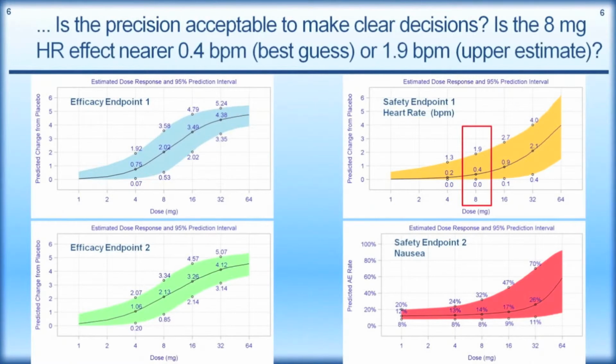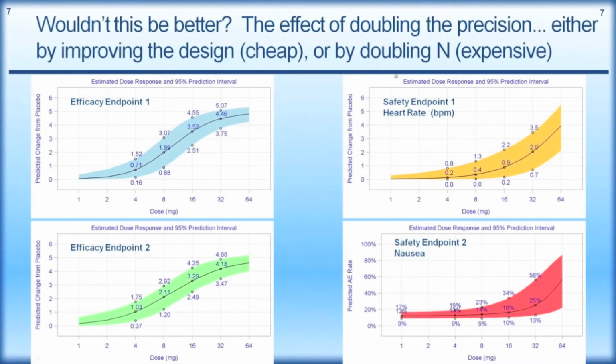So what we might ask is the precision of this prediction interval here at this particular dose of 8 milligrams, is that adequate enough? So here we have a best guess that the drug only induces an effect of around 0.4 beats per minute. But we also see the upper prediction interval is 1.9. So wouldn't this be better?